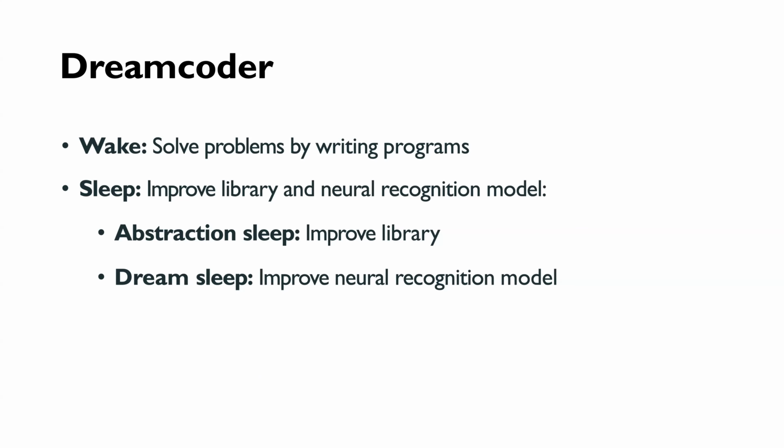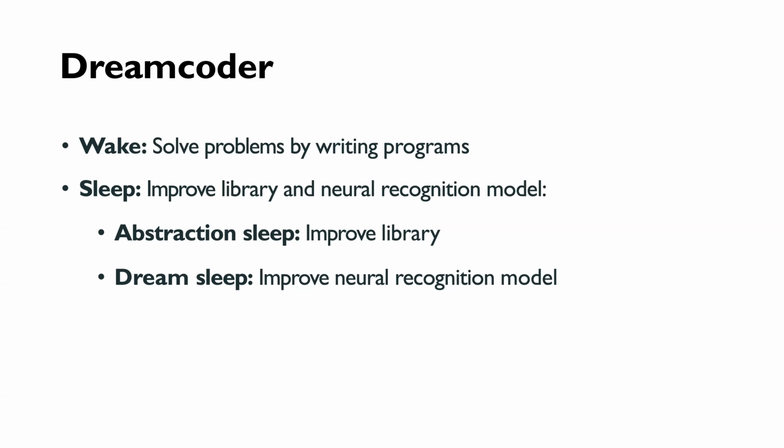The overall idea is broken down into these 2 sub-ideas. One of them is that you have a phase where you are solving problems, such as the sort problem that we saw earlier, by writing programs. And then looking at those programs, you are improving the library that you currently have. So while writing the program, you can use the current library, but using that program, you can improve the library. You can add additional components.